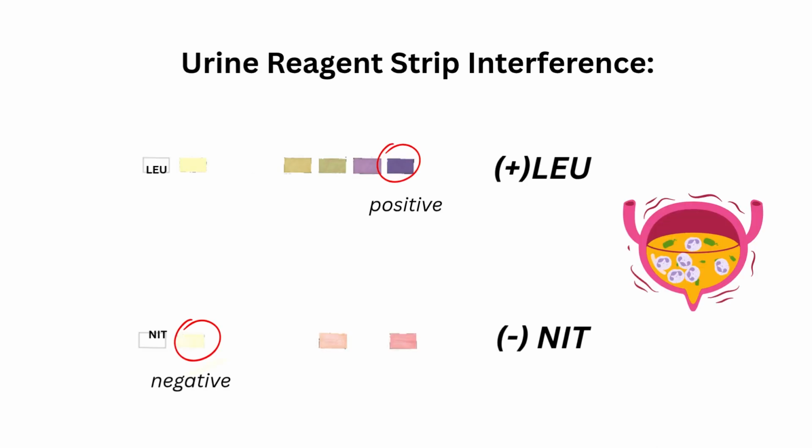A positive leukocyte esterase and negative nitrite test may indicate one of two things. One, non-nitrifying bacteria, such as those we see in an earlier slide. Or two, the urine in the bladder did not incubate long enough for the nitrifying bacteria to react.